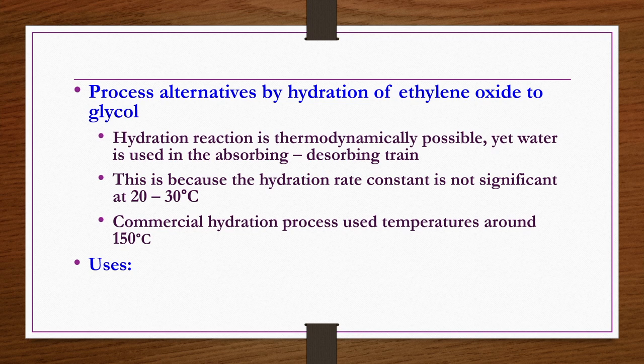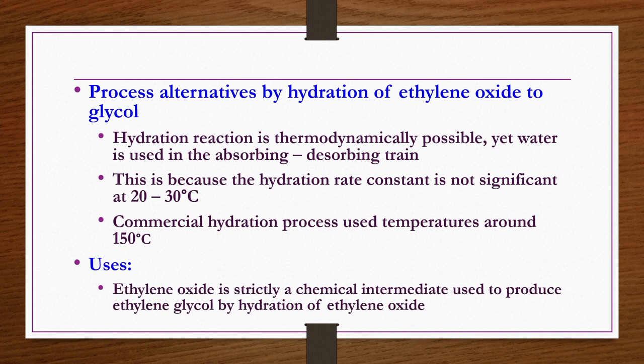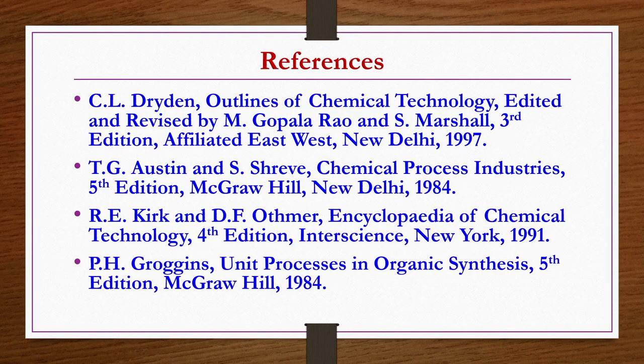Coming to the uses of ethylene oxide, as already mentioned, it is strictly a chemical intermediate used to produce ethylene glycol by hydration of ethylene oxide, which we will study subsequently. The references for today's lecture are provided here. Thank you.